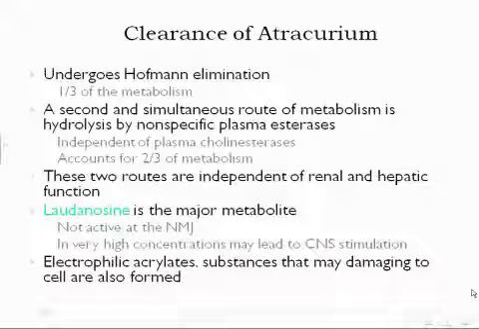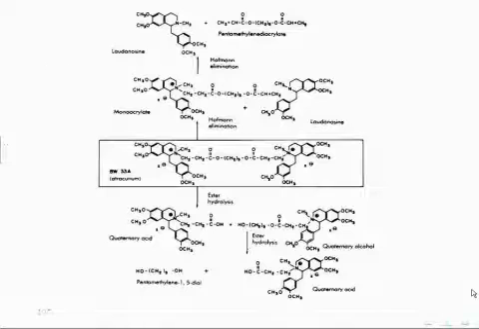One of the major metabolites of atracurium is laudanosine. Laudanosine has no activity at the neuromuscular junction, but at very high concentrations, which is very, very rare and not even clinically important, it may induce seizure activity. I've never seen anybody get seizures from atracurium. I think it's a theoretical concern. The only place you could possibly see that is if you were giving it in the ICU for prolonged days. In the operating room, it's not going to happen. The other thing is that one of the breakdown products is the electrophilic acrylates, whose effects are unknown. They are known to cause damage to cells, but you don't see any real extensive damage when you give atracurium to people, so it's really of questionable clinical significance.